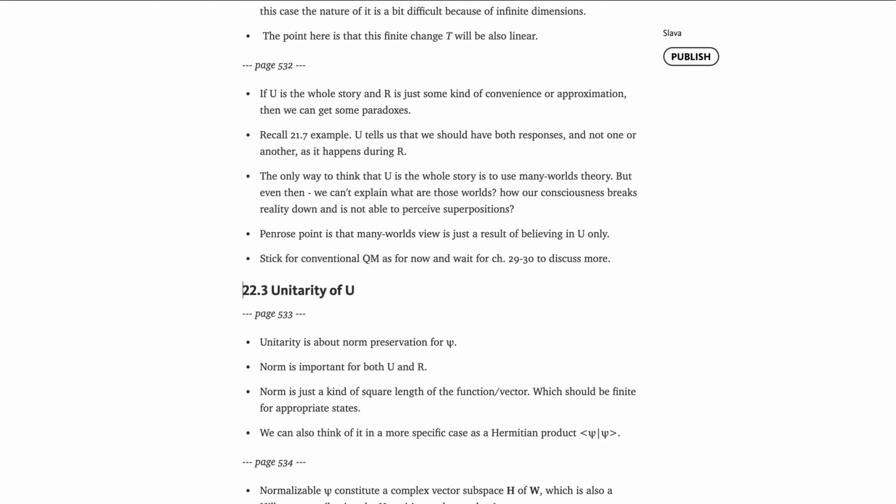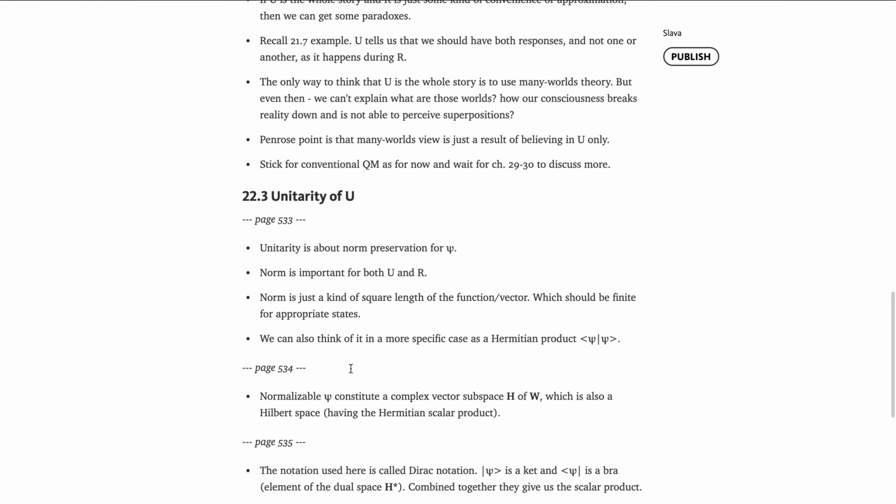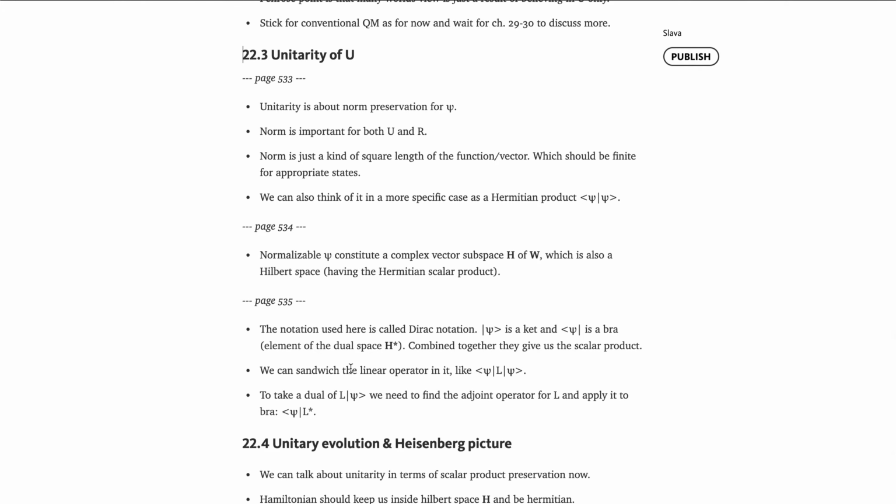Okay, so probably we should continue just to be on time. Yeah, and actually the next two sections will be much shorter.